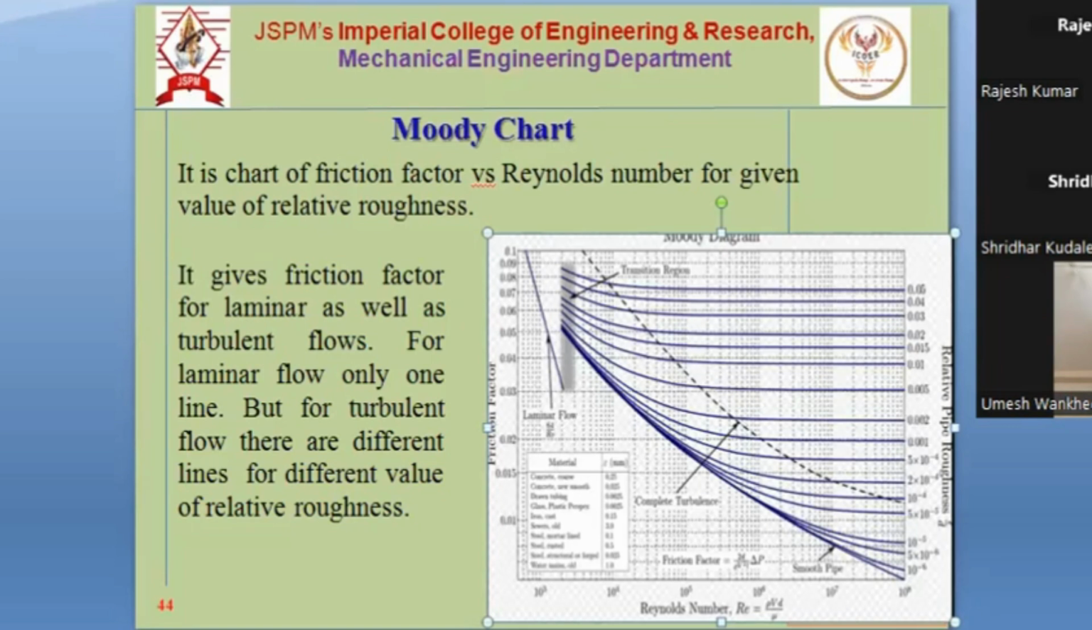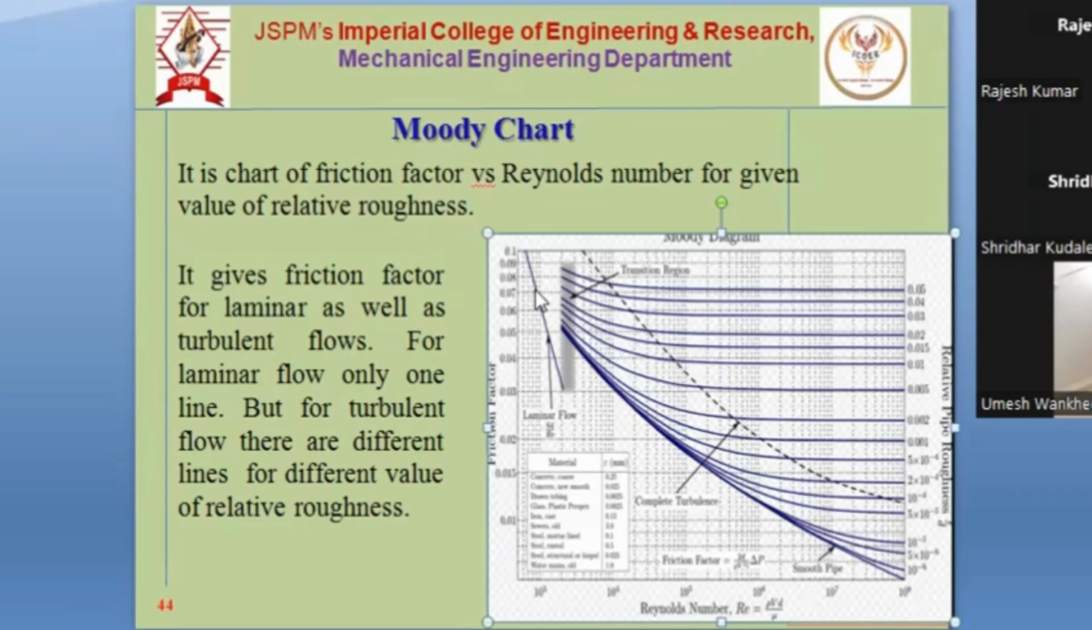Why are there different lines in turbulent flow? Because the friction factor depends on what? The relative roughness of the surface of the pipe. But in laminar flow, it doesn't depend on the roughness of the pipe. Please understand, what happens in laminar flow? The friction factor does not depend on the roughness of the pipe.